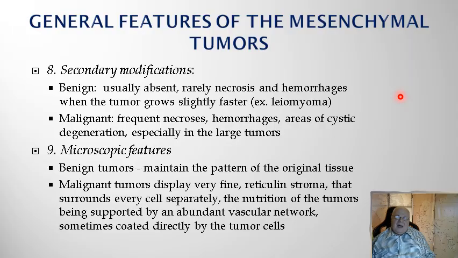Secondary modifications like necrosis, hemorrhages, cystic degeneration, and calcifications are also present here, even more frequently than in carcinomas. We describe them there, but they are not present in the benign tumors. So only the sarcomas are doing such secondary modifications extremely frequently. And at microscopic level, the benign tumors all look identical with the tissue of origin, without atypia.